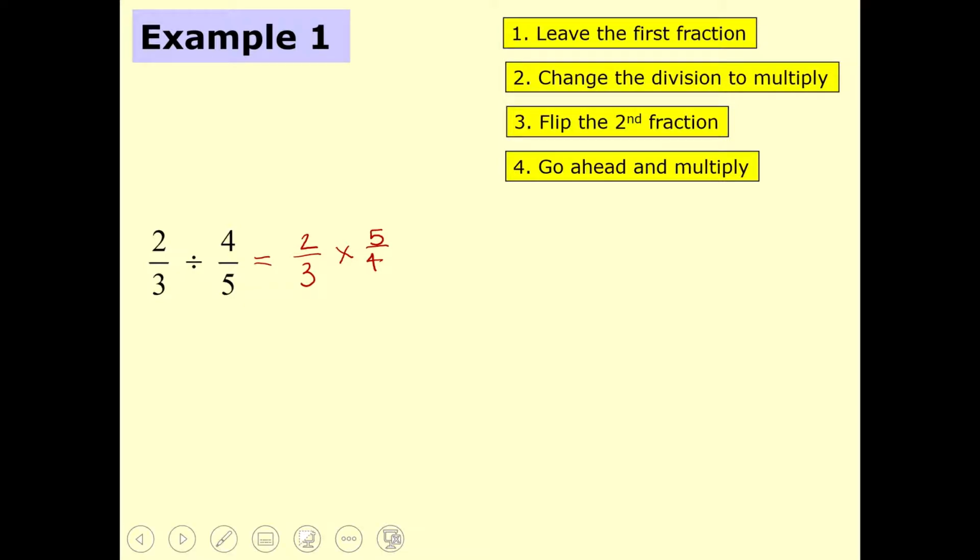If we use our same skills that we used when we were multiplying, we're going to check our diagonals. So we've got 2 and 4 there that we can simplify. We're just going to change that 2 to a 1, dividing it by 2, change that 4 to a 2, and then we can go ahead and multiply our numerators together. So 1 times 5 is 5, and then our denominators, 3 times 2 gives you 6. Double check, it can't be simplified, so that's our final answer.